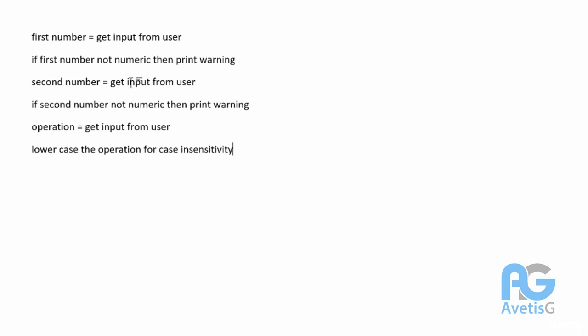We're saying lowercase the operation for case insensitivity. The reason why we're lowercasing the input is so that whether it's all uppercased or whether only one letter is uppercased, at the end it's all going to be normalized and we can compare it to a constant value from our side. And you will see exactly what I mean by it when we actually write the program. Let's keep going.